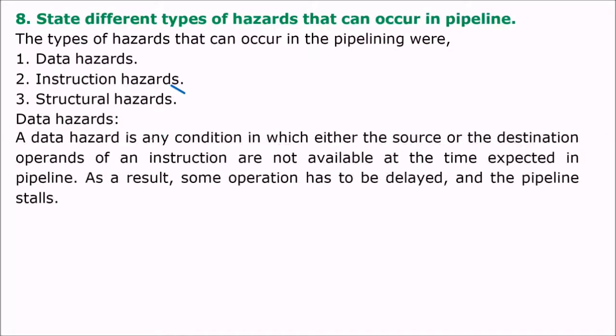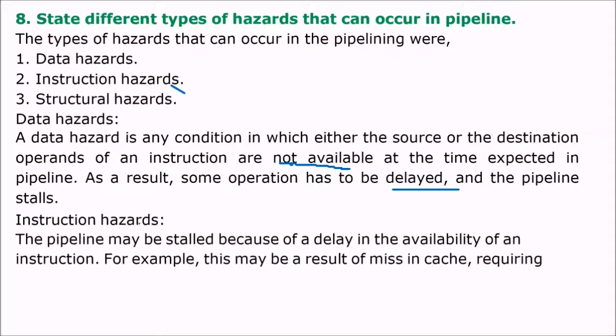What are data hazards? A data hazard is a condition in which either the source or the destination operand of an instruction is not available or not ready at the time expected in the pipeline. As a result, some operation has to be delayed and the pipeline stalls.